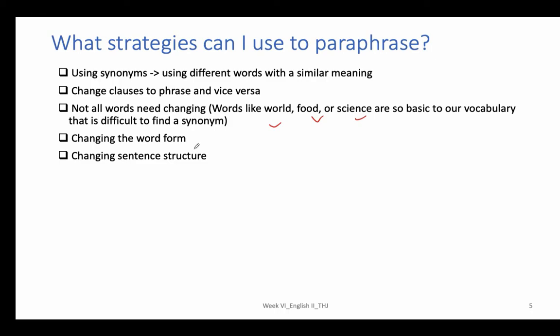Another strategy that you can use is to change the word form. For example, if the original source uses healthy, then you can change it into health, or happiness becomes happy. Next, you can change the sentence structure. Let's say the original source uses passive voice. Then in your restatement or paraphrasing, you can use active voice. So, passive sentences become active sentences.